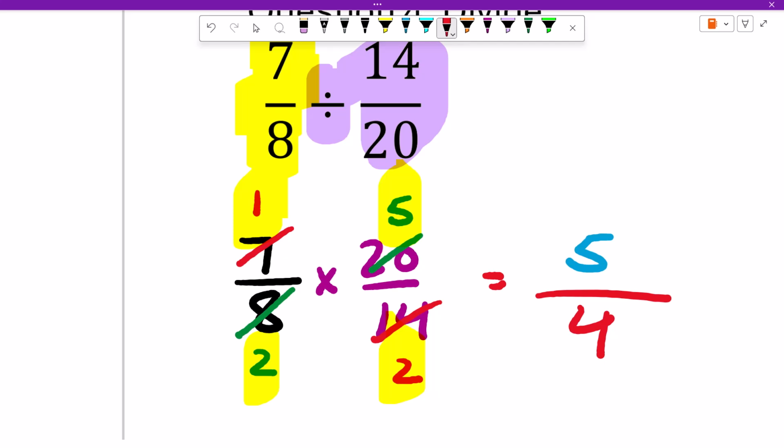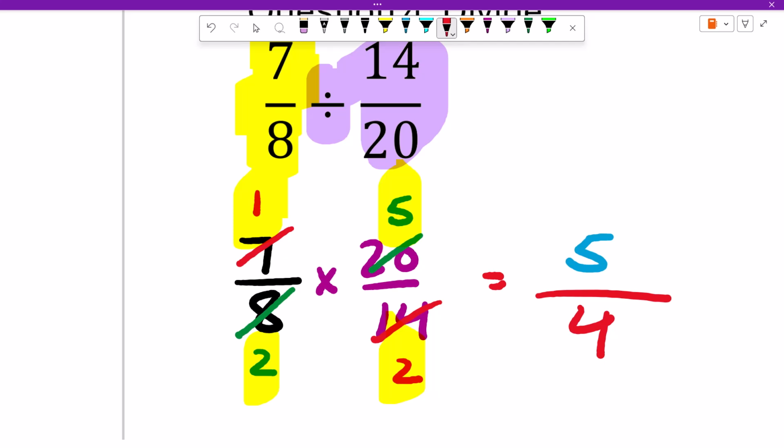Okay, so multiplying. Try to simplify first, but if you can't, just multiply the top, multiply the bottom. Dividing, you gotta keep the first fraction, flip the next two things, then do your simplifying if you can. Just multiply the tops, multiply the bottoms. Right? So that's 2 operations. Multiplying taken care of, dividing taken care of.